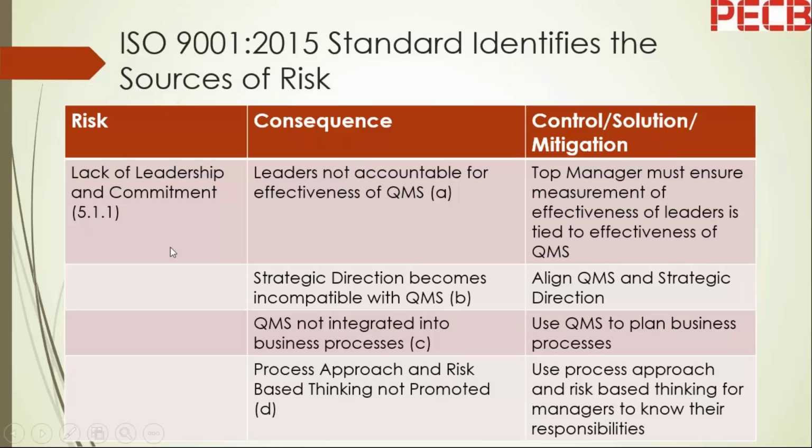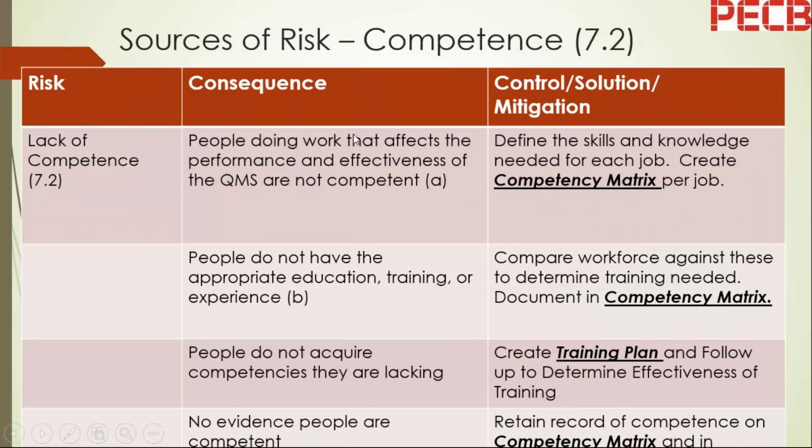So our first one is lack of leadership. The consequences, leaders not being accountable for the effectiveness of the quality management system. So how can we control this? Well, our top manager, we'd have to go to him, but this could be one of the controls. So do you see how we can begin to look at the sections of our standard and address their consequences with controls? Do you remember I told you that this would tell us what documents we needed?